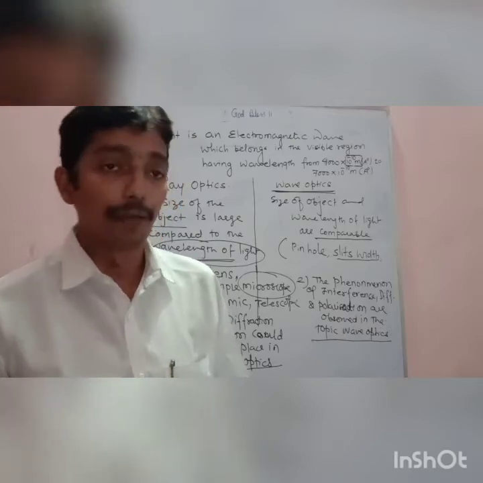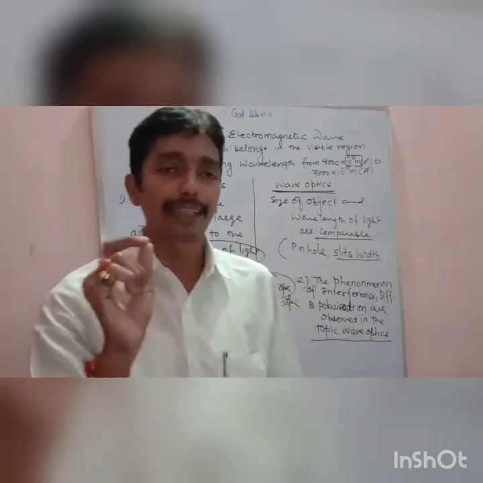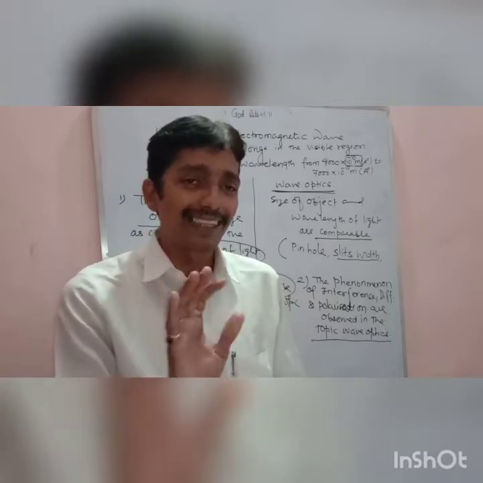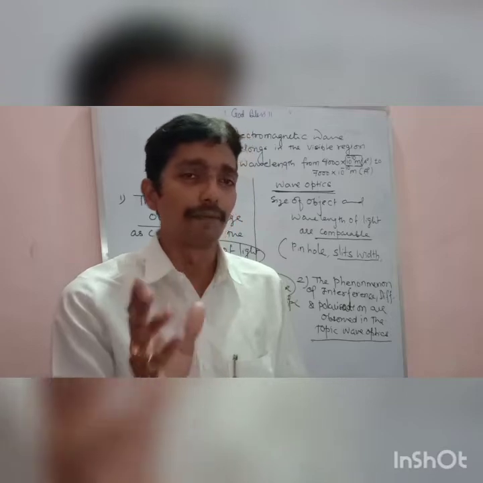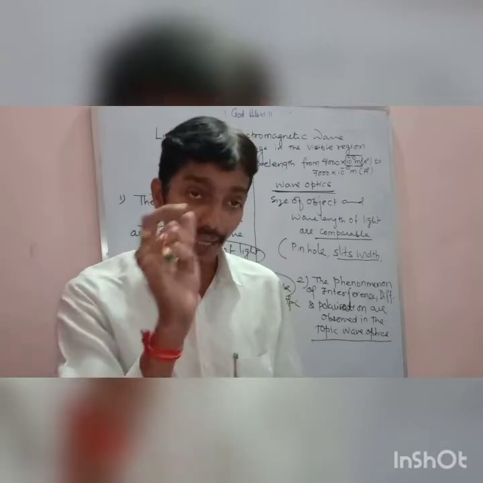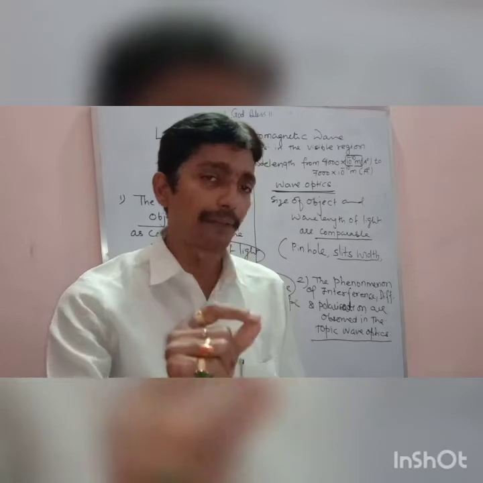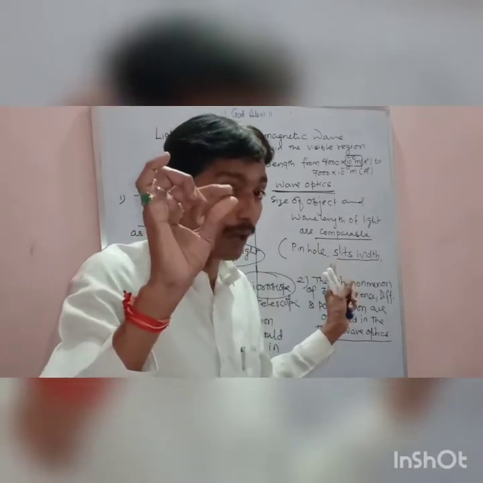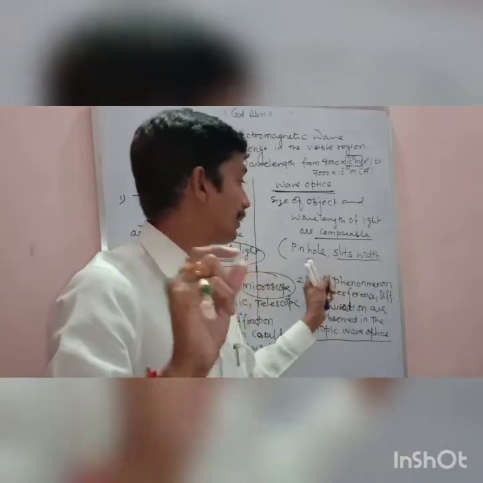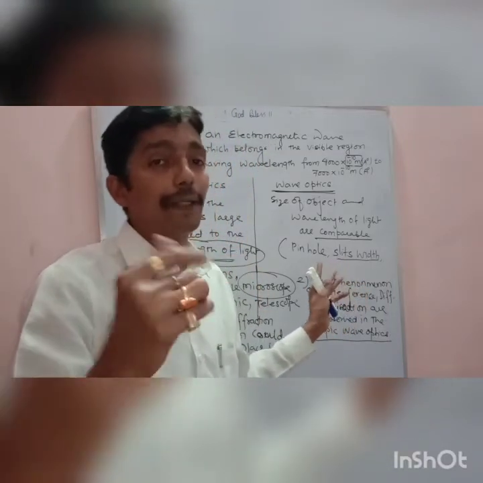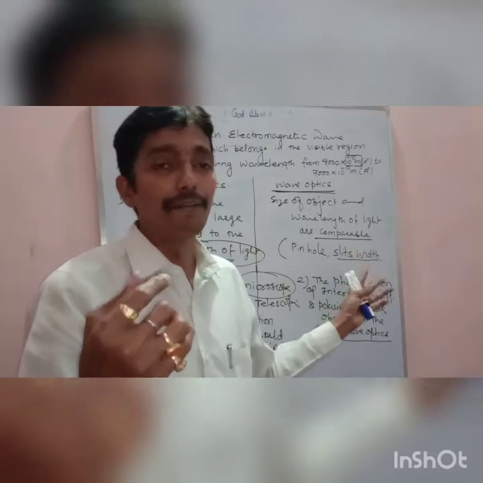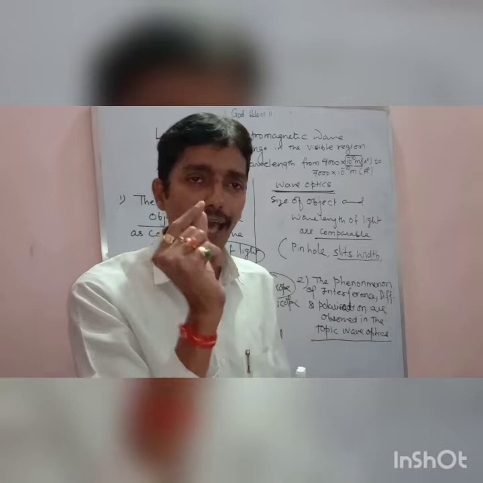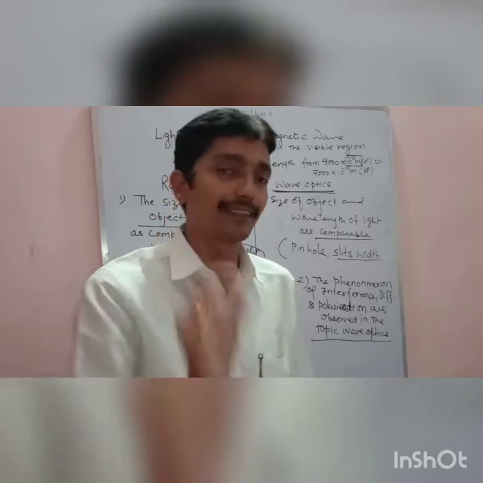Whereas in wave optics, the size of the object is comparable with the wavelength of the light. And in that chapter, wave optics, since the object size should be small, as the wavelength of light is small, because of that we are using pinholes, we are using slits, narrow slits, that is, very small, whose width is very less.